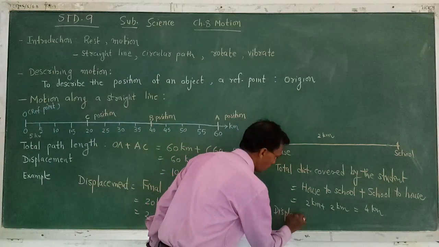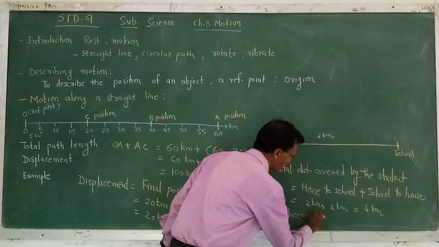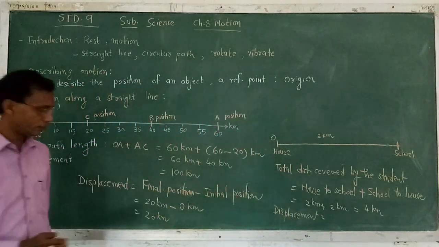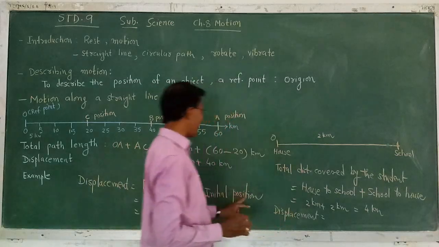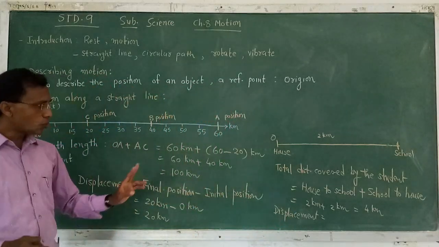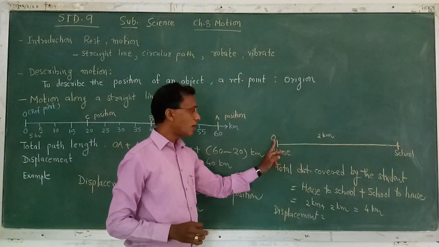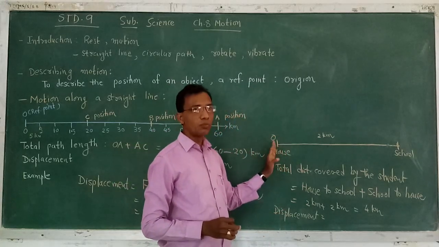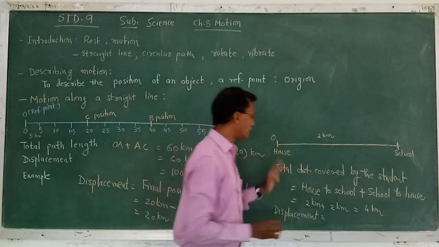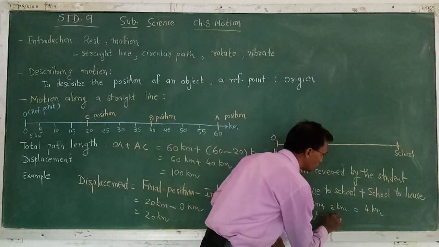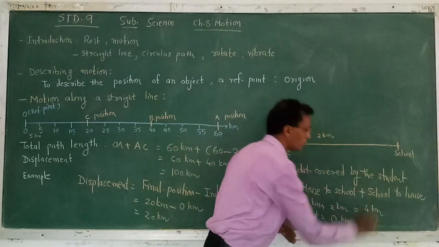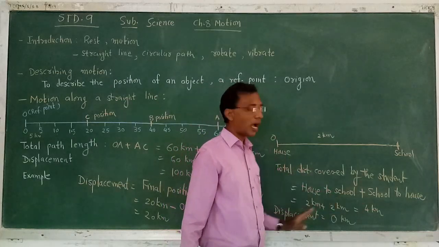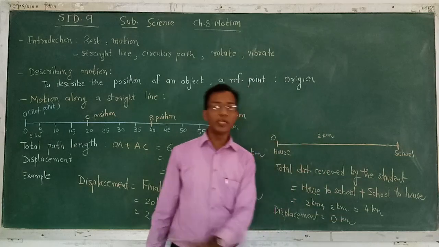Displacement. As we know, displacement is equal to the final position minus initial position. So the final position is the house, and the initial position is also the house. Both are equal, so the displacement will be 0 kilometer. So here the total distance is 4 kilometer and displacement is 0 kilometer.